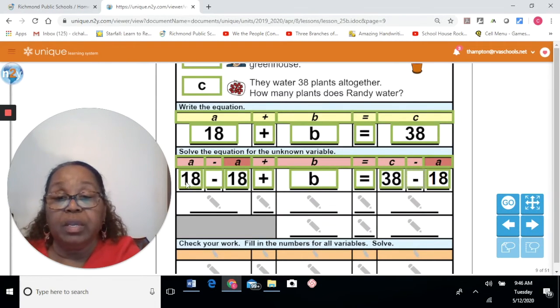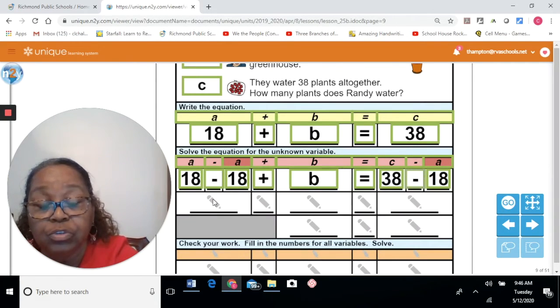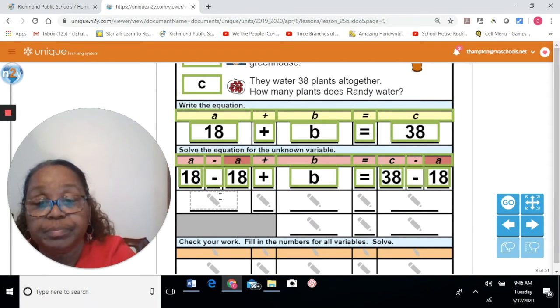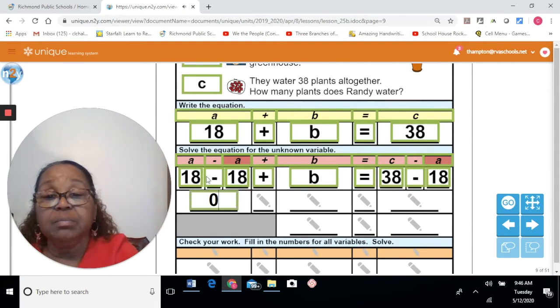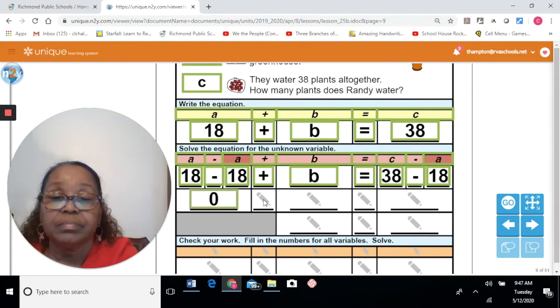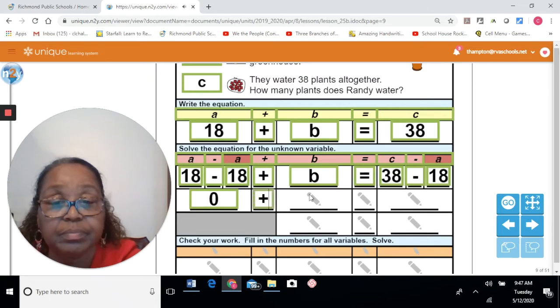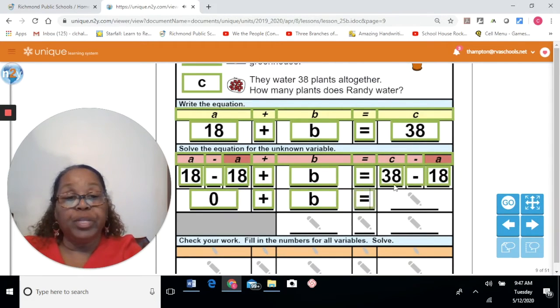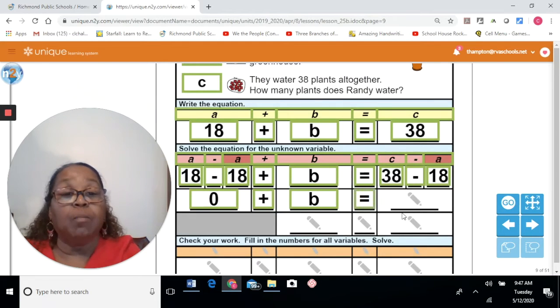Now let's see what we can get rid of. 18 minus 18 is 0. We are reducing, reducing, reducing. Let's put that in. 18 minus 18 is 0. Plus B, we're going to bring our plus sign again. Plus B will equal, now we have 38 minus 18. We can combine that and come up with one number.